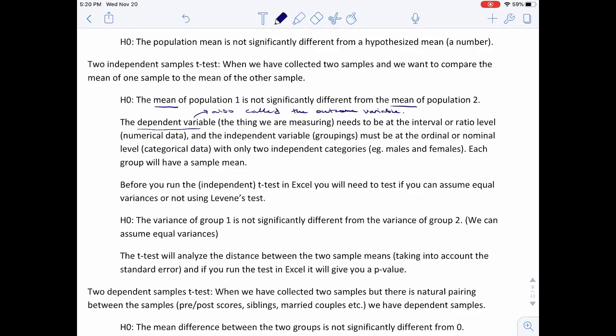Levene's test, like I said, is a hypothesis test, and it tests the hypothesis that the variance of group 1 is not significantly different from the variance of group 2. Meaning, if we don't reject H0, we can assume equal variances. If we reject H0, we cannot assume equal variances, and so that's going to dictate what type of t-test we're running. And of course, I'll just give you the p-value, and you need to know what to do with that.